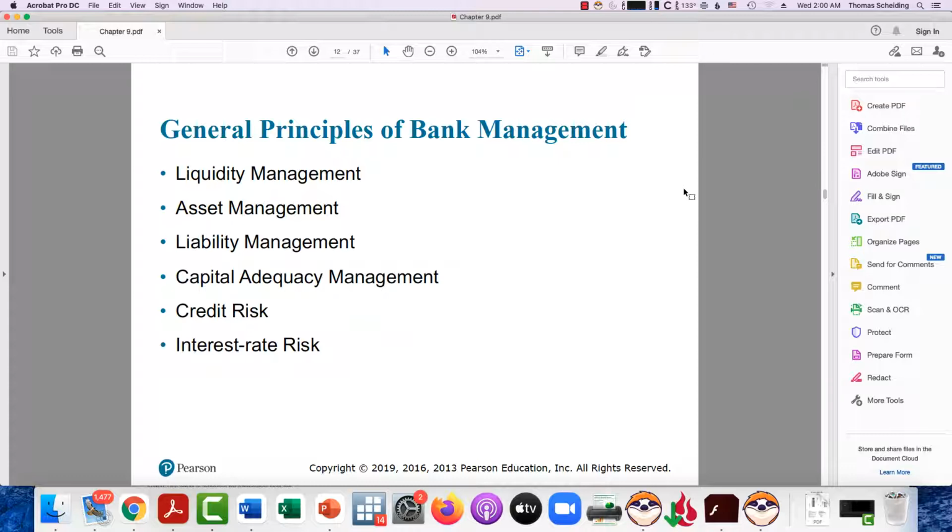Now, with that basic knowledge about how banks make money, we need to talk about some of the general principles of bank management. We're going to talk about each of these in great detail, but I want to spend just a few moments talking about what each of these means. First, we've got liquidity management. Liquidity management means, does the bank have enough cash on hand?